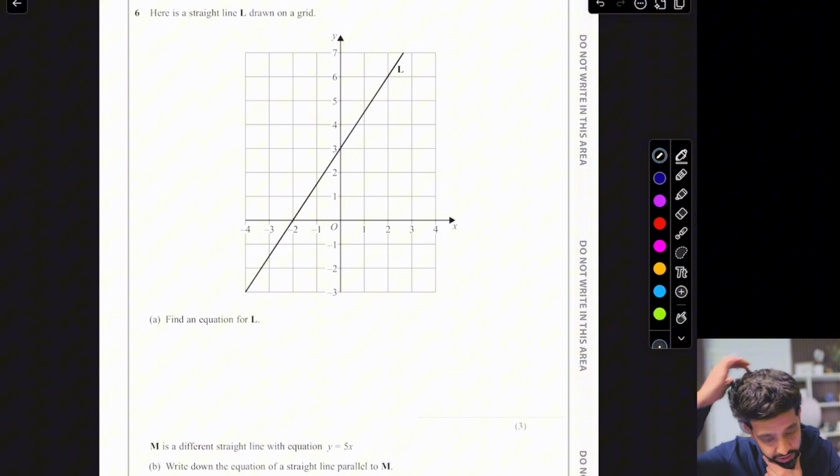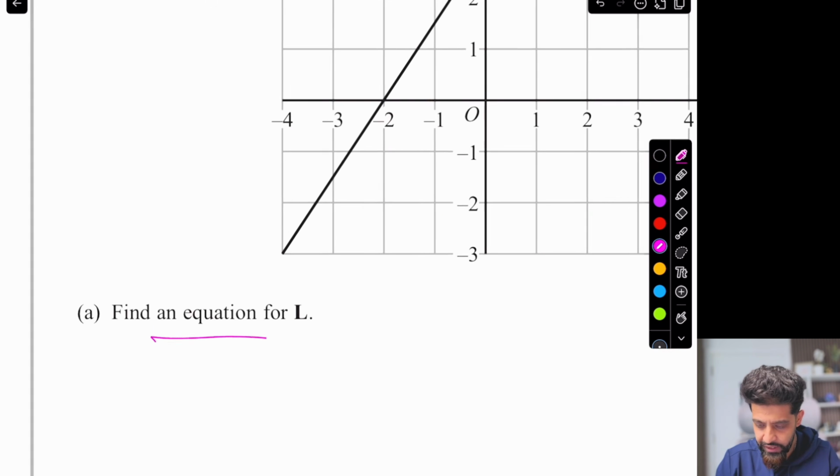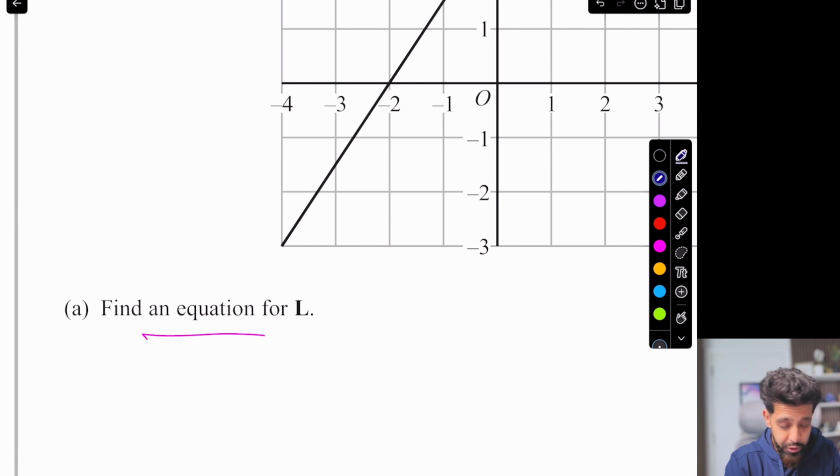All right, next question. Here is a straight line drawn on a grid. Find an equation for L. Right, equation of a line. So straight away, the moment you read that, you should be thinking y equals mx plus c.